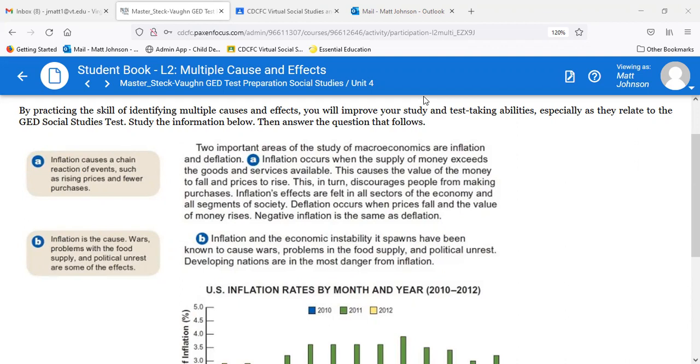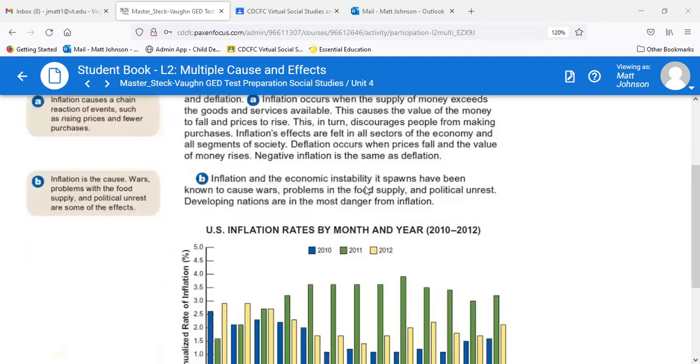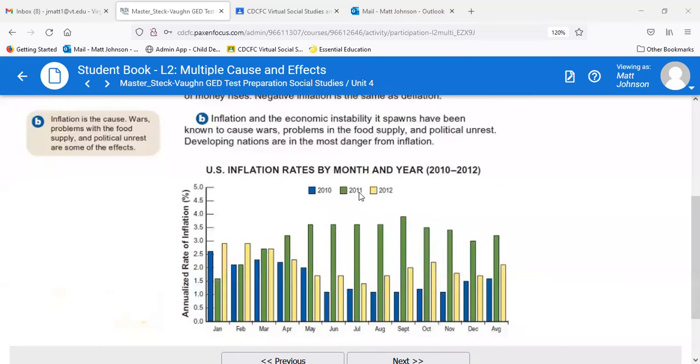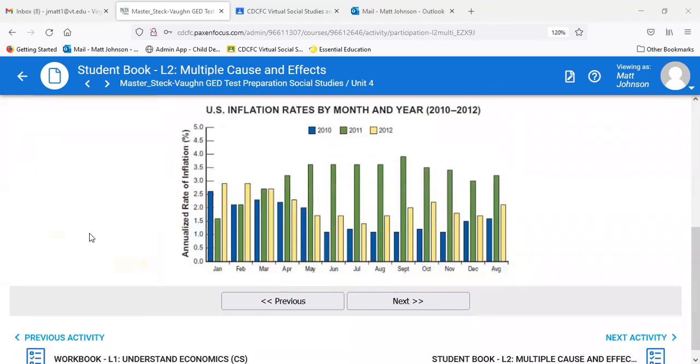So looking at our graph then, we see US inflation rates by month and year. We have 3 years we're looking at: 2010 in blue, 2011 in green, and 2012 in a yellow beige color. At least this time they're very distinct and we can tell them apart really easily. And on our y-axis going up and down, that's the annualized rate of inflation, by percent. So each month shows a different rate of inflation.